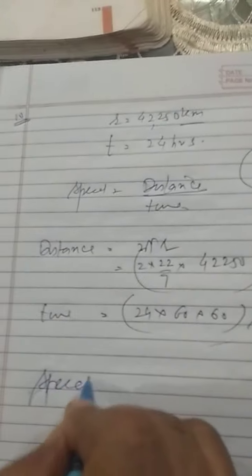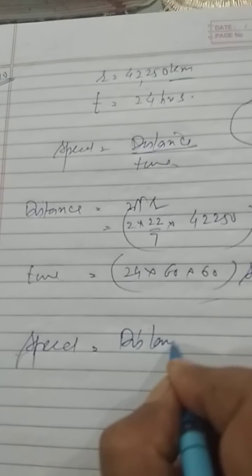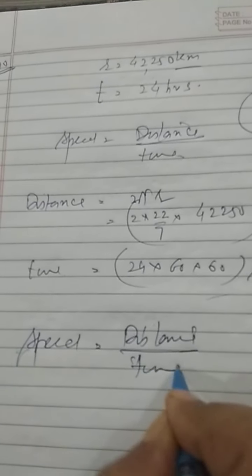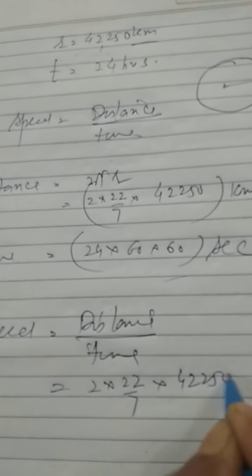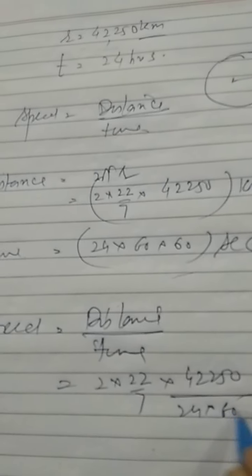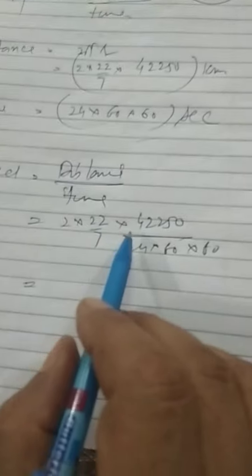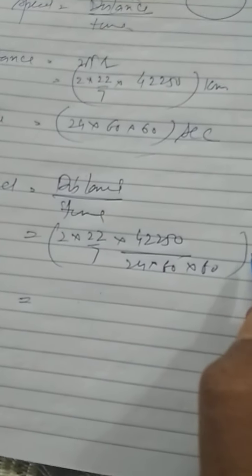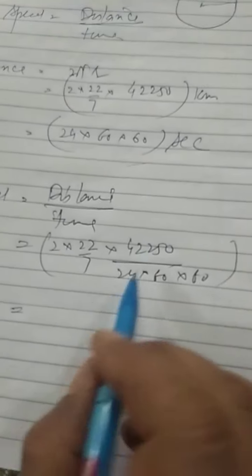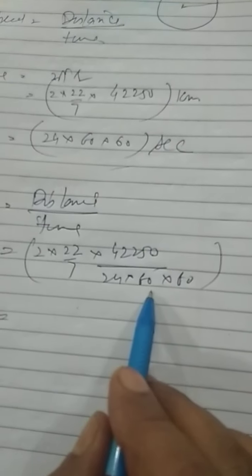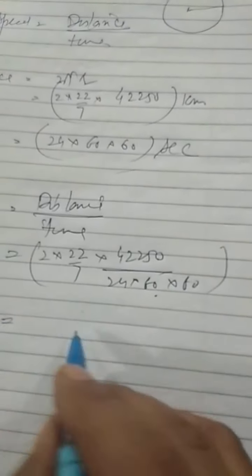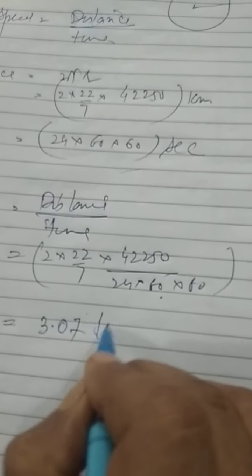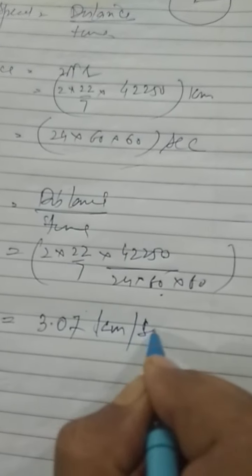So speed is equal to distance upon time. Distance is 2 into 22 by 7 into 42,250 and the time is 24 into 60 into 60. Because the speed of a satellite is very large, we calculate the speed of the satellite in this question particularly in kilometer per second. So we have taken the distance in kilometer and the time in seconds, so the speed comes out to be in kilometer per second. When you solve this, it comes out to be 3.07 kilometer per second.